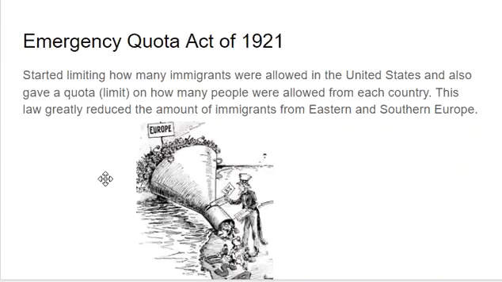The other important one that still affects people today is the Emergency Quota Act of 1921. This started limiting how many immigrants were allowed in the United States, and also gave a quota, which is a limit, on how many people were allowed from each country. This law greatly reduced the number of immigrants from Eastern and Southern Europe. So remember, after 1871, most immigrants were coming from Eastern and Southern Europe. But this law said, oh, you know what, Italy can only have 1,000 people come. France is allowed to have 2,000, but it gave a limit, so only so many people from each country were able to go.